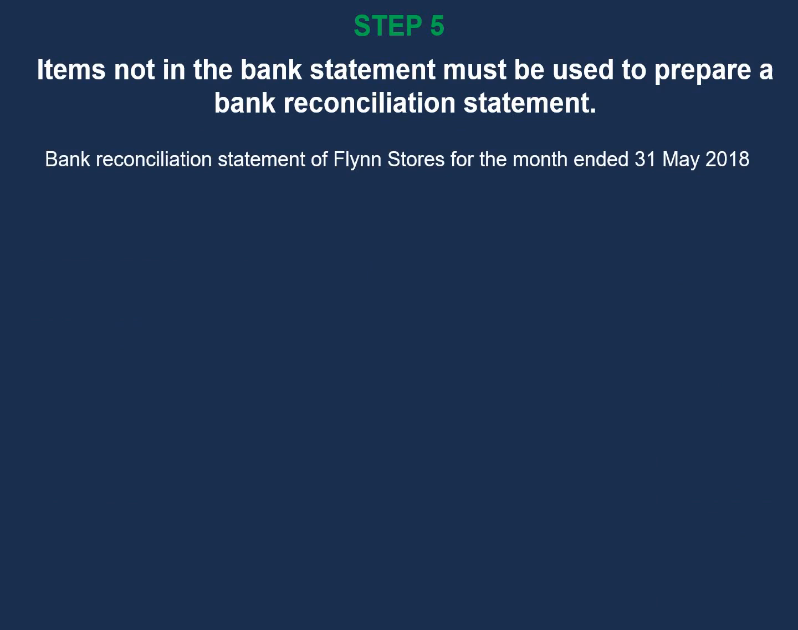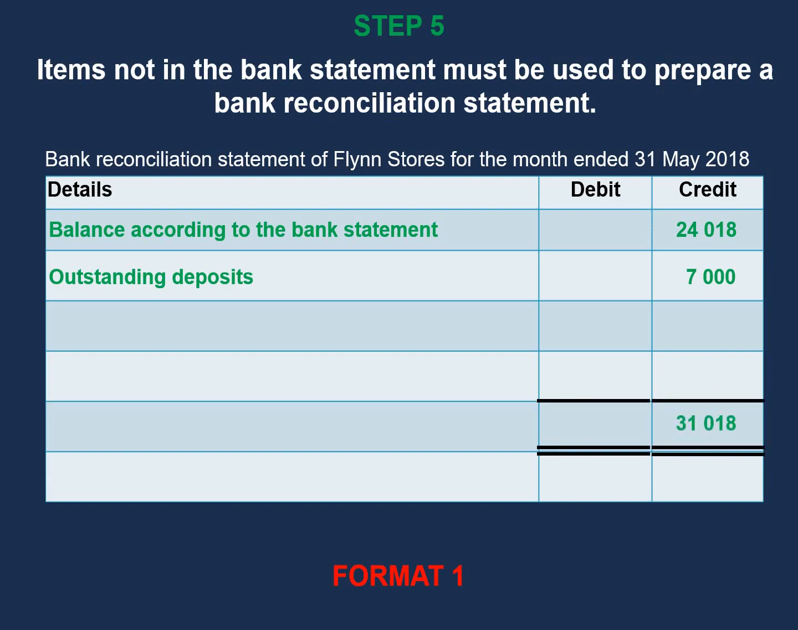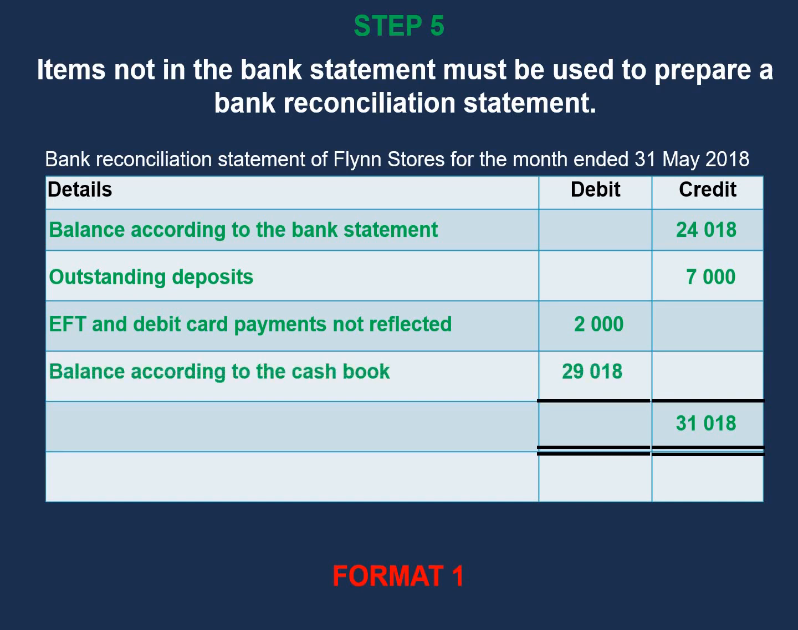Now our bank reconciliation statement for Flint Stores for the month ended 31 May looks as follows, and this is format 1. We will start with our balance according to the bank statement. Now if we had an overdrawn balance, then we would have entered this amount on the debit side, but we do not have an overdrawn balance, so we can leave this amount on the credit side. Then we enter our outstanding deposits on the credit side. Then we can total our credit column, and then on the debit side will come our EFT and debit card payments not reflected, and then finally our balance according to the cash book.